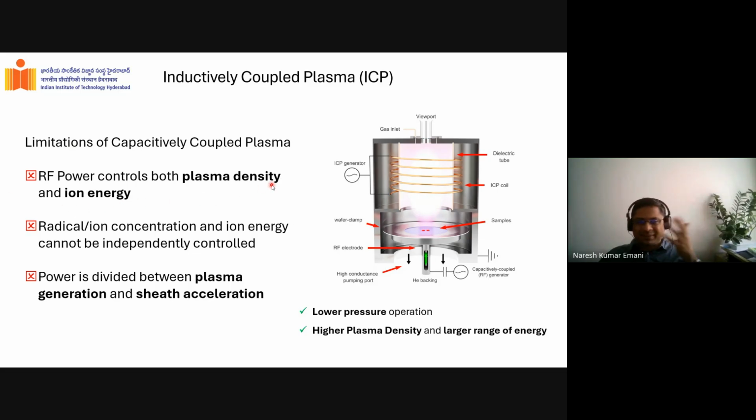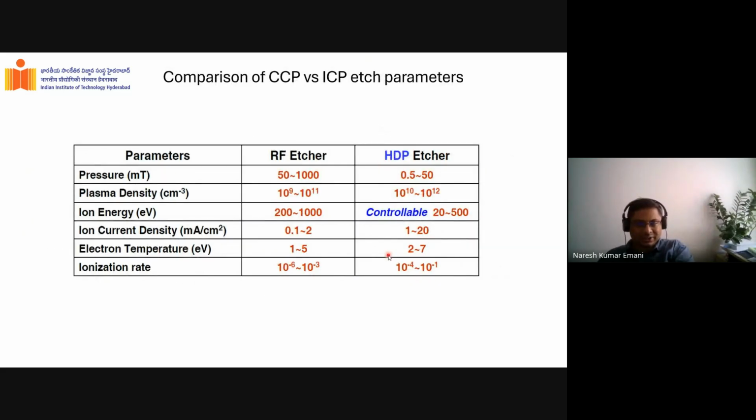Okay. So the bullet points are there already. RF source: this is for the problem of capacitively coupled plasma, where your RF source is controlling both of them. Your ion concentrations cannot be independently controlled, and the power for plasma generation and the sheath acceleration get distributed there. But if you have an ICP source like this, you can actually work at low pressure. You don't really need high pressure, because you have independent control, and then you can control the energy with which you bring the ions down.